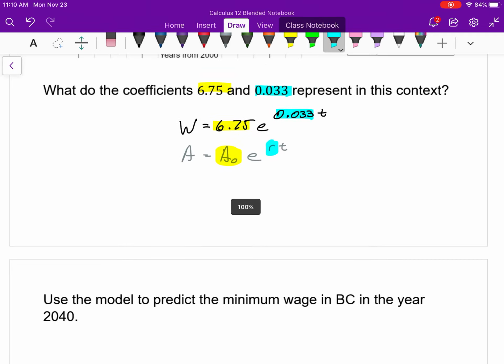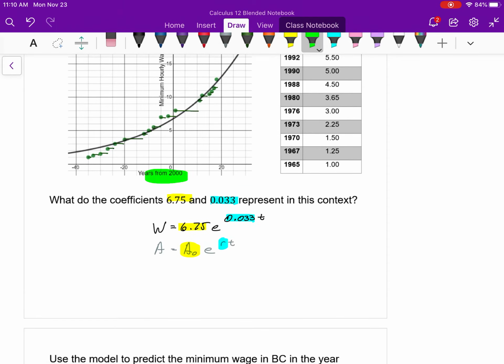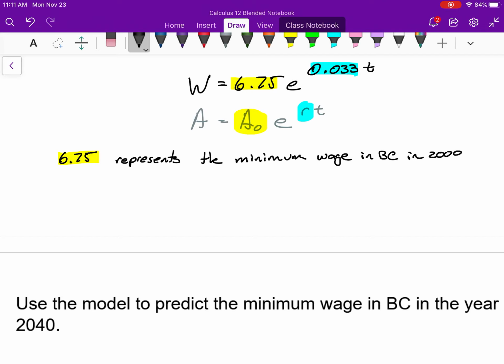Well, in this context, what is the initial amount? Well, that is the minimum wage in year 0. What's year 0? 2000. So 6.75 is the minimum wage in the year 2000 according to our model, right? So 6.75, the coefficient, represents the minimum wage in BC in 2000. So $6.75 per hour, according to the model.